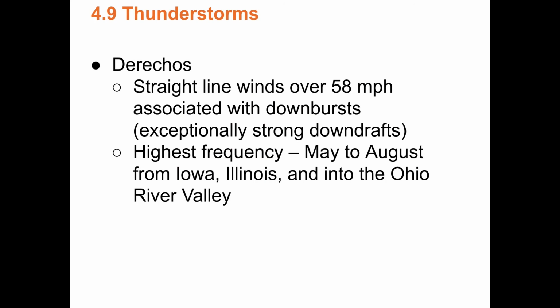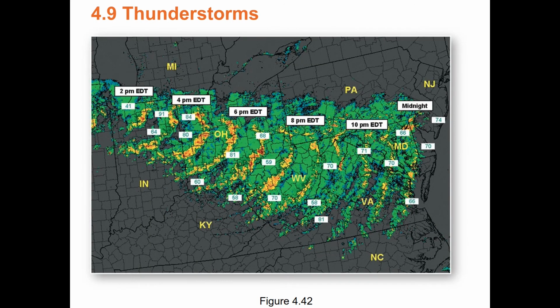Associated with thunderstorms are derechos. They're straight line winds over 58 miles an hour. They come off the front of these huge thunderstorms. They're very common across the East Coast. We don't really get them in California because of our topography, but on the East Coast, there's larger areas that are just flatter, which plays a role.